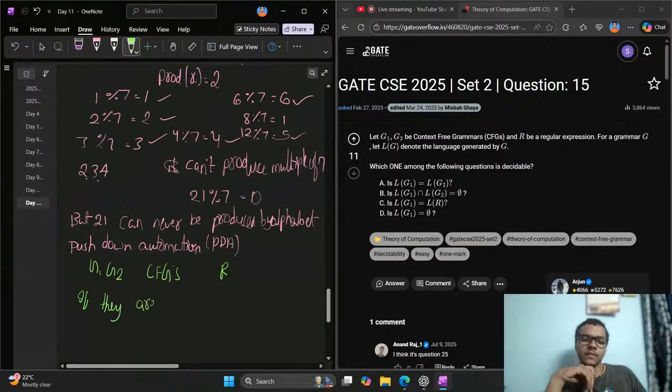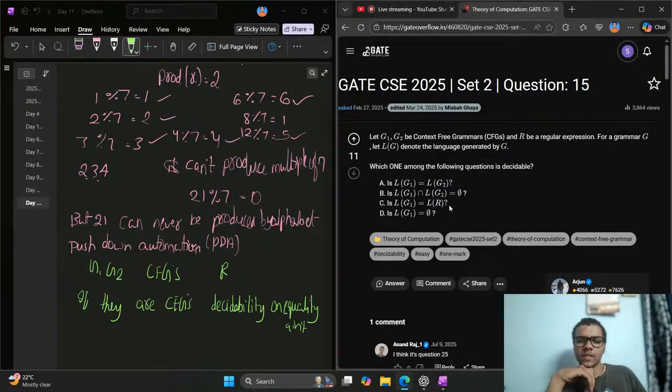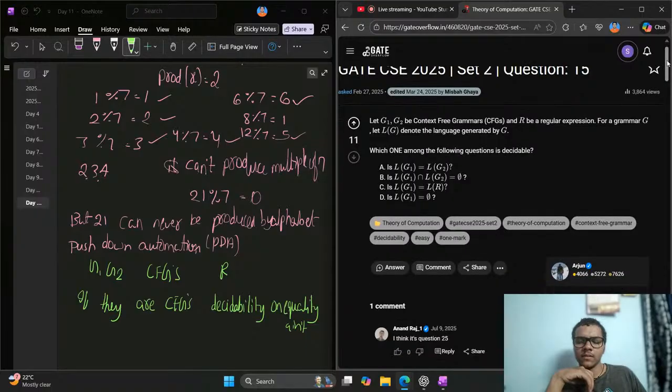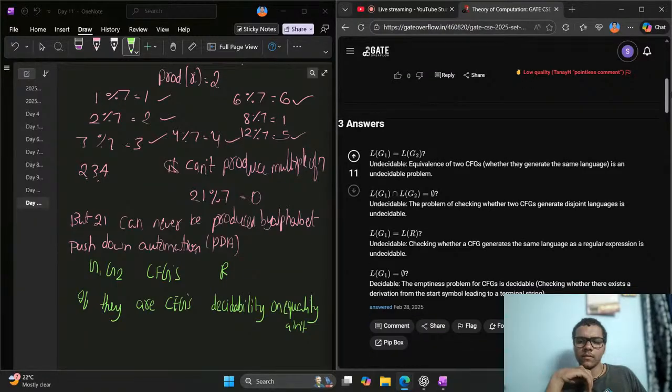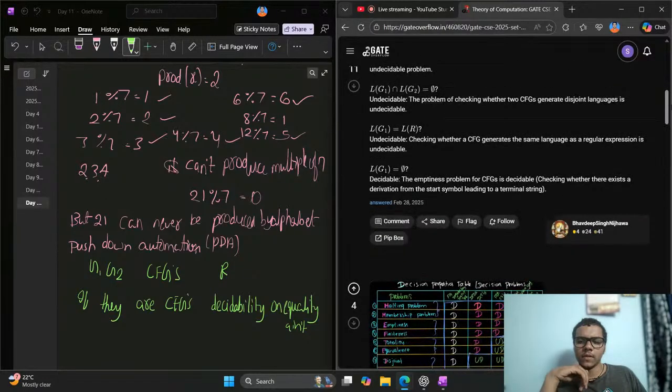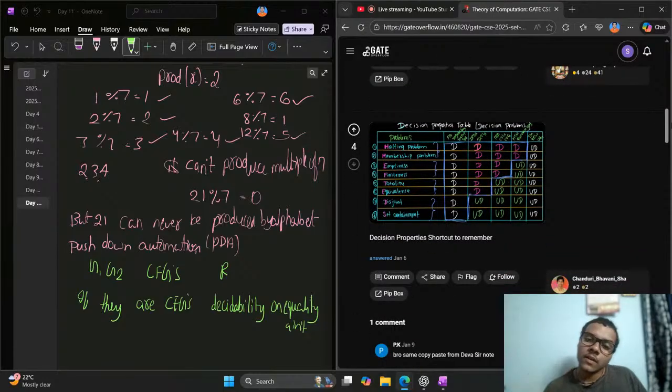If they are CFGs, decidability of equality is not possible. So a grammar can be compared to a regular expression. Okay, we did not study undecidability. Halting problem.